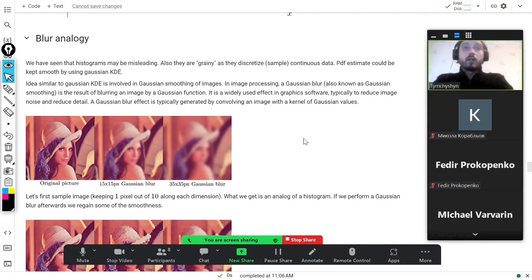One more analogy for you. It's a blur analogy. So we have seen that histograms may be misleading. They are grainy, and they discretize continuous data. A PDF estimate could be kept smooth by using Gaussian KDE or some different smooth kernels. The idea is similar to Gaussian smoothing of images. You might recall from maybe some different courses that if you are working with images, you quite often use the operation called convolution. And that sort of convolution is basically an example of KDE.